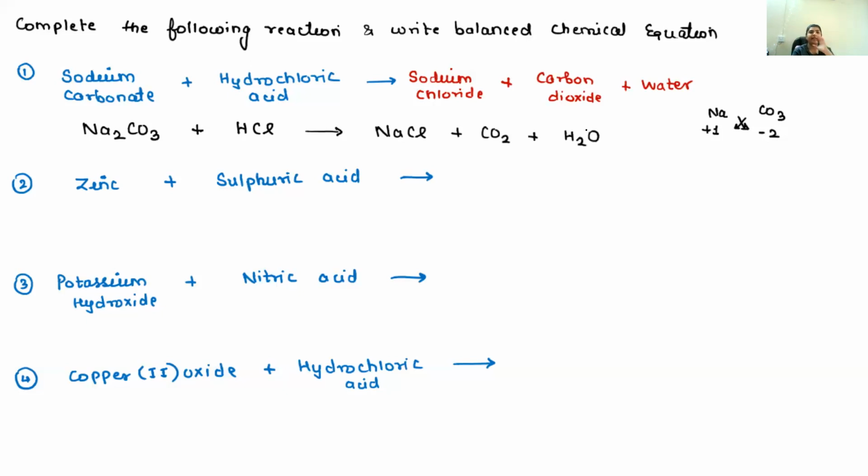So we have written the equation. Now we have to do balancing. How many sodium atoms are there? Left hand side 2, right hand side 1. I'm going to put a 2 here. Okay, after metal, then we'll go for non-metal.